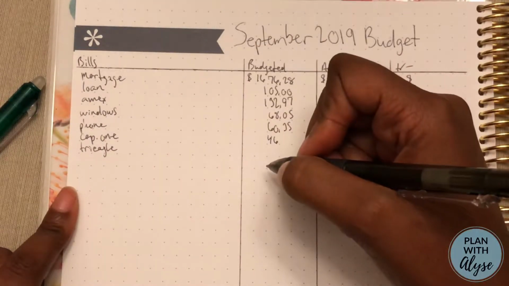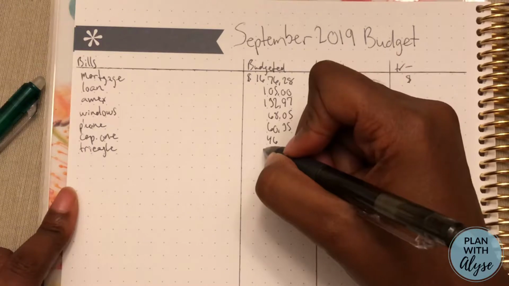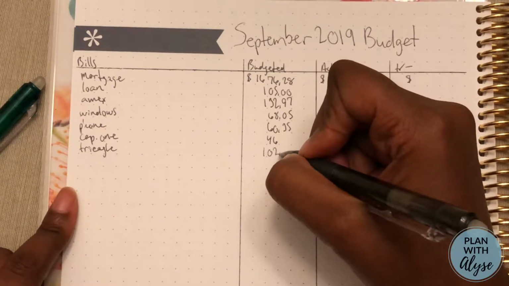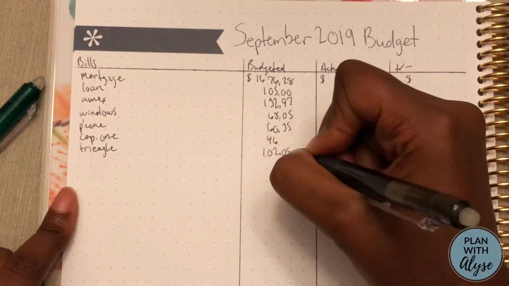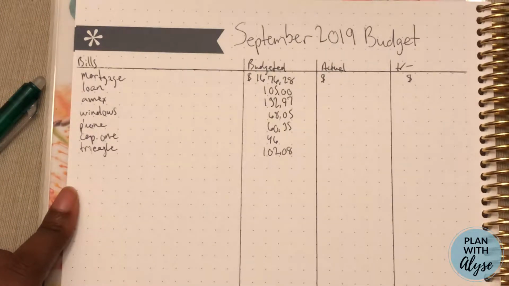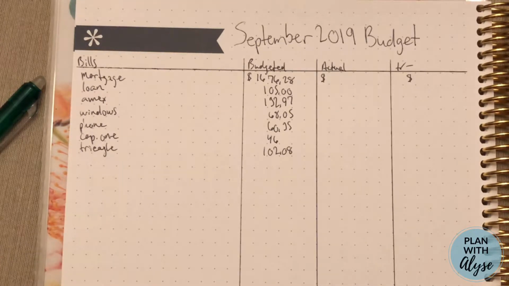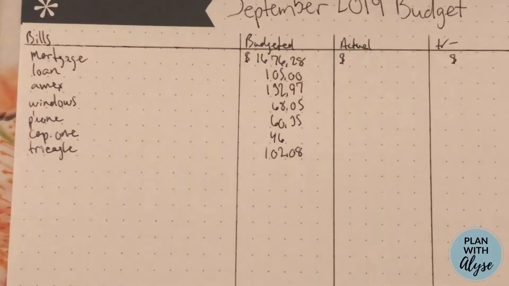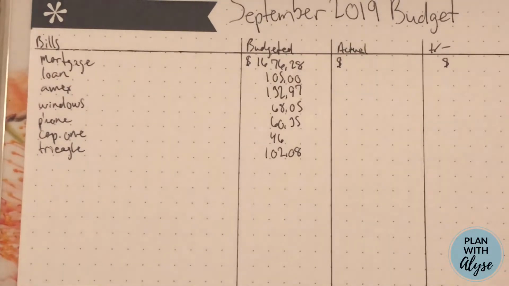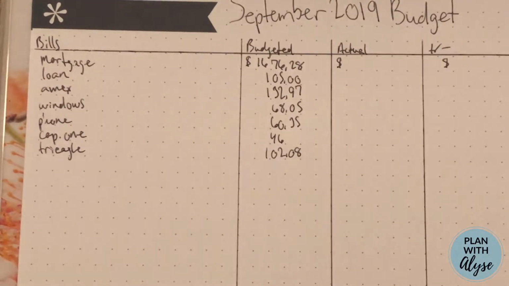Tri-Eagle, that's our electricity. And I almost passed out when I saw our electric bill, but it's understandable because we've had the air on all day, every day for the last month. So it's $102.08 for this coming month. And let me zoom y'all in a little bit more. There you go.